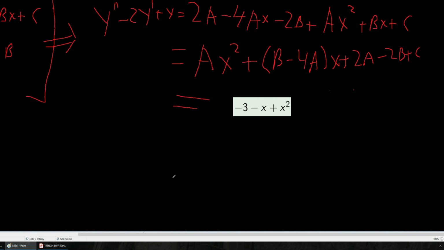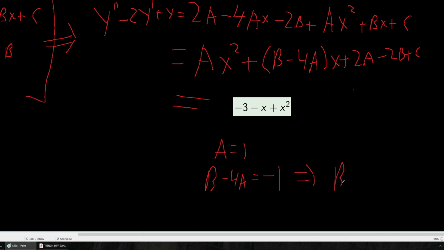So just setting the coefficients equal to each other, I immediately get that this a coefficient has to be equal to 1. That's useful. And from the second one, I get b minus 4a has to be equal to minus 1. And here I can simplify this for b, right? I can plug in the 1 for a, and then I can add the 4.